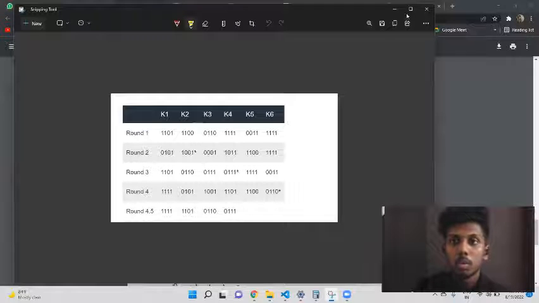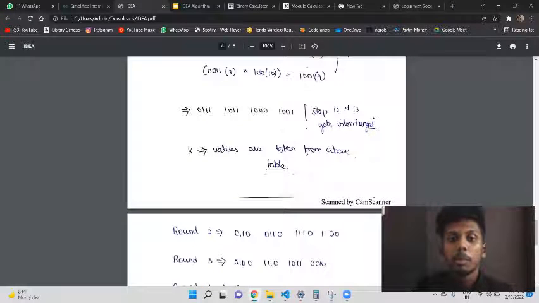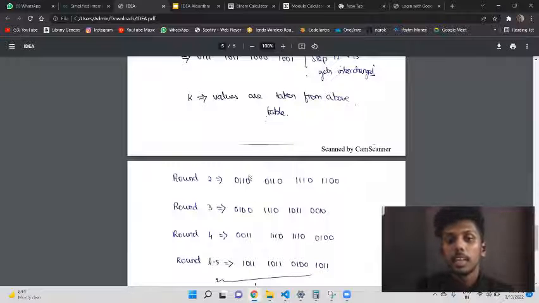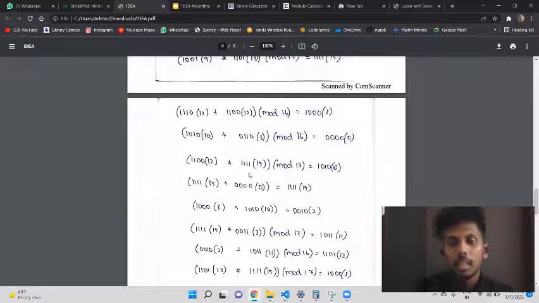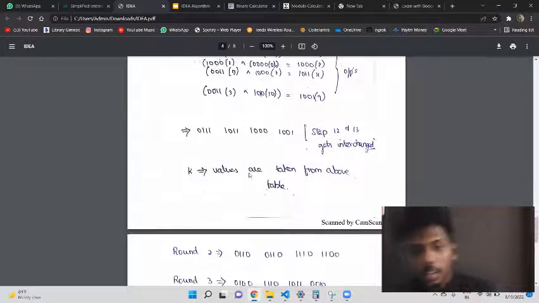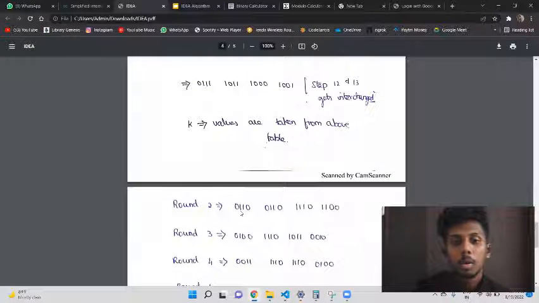We'll check for round 2. We'll be doing the same as round 1. When we follow the same steps, these 14 steps with these 3 operations, we'll get the answer 0 1 1 0 0 1 1 0 1 1 1 0 1 1 0 0. This is the output after interchanging the 12th and 13th steps.